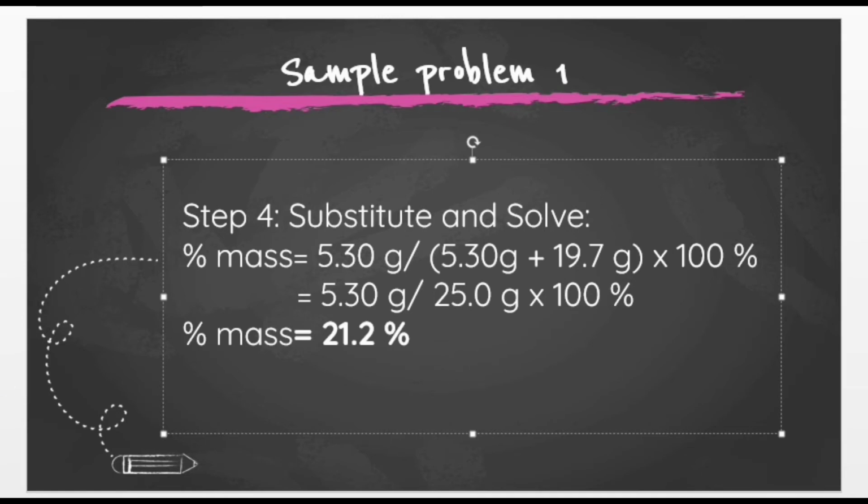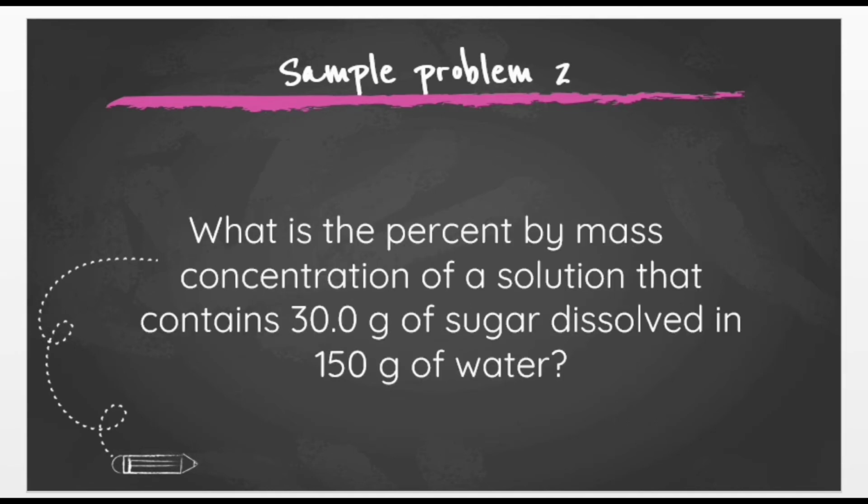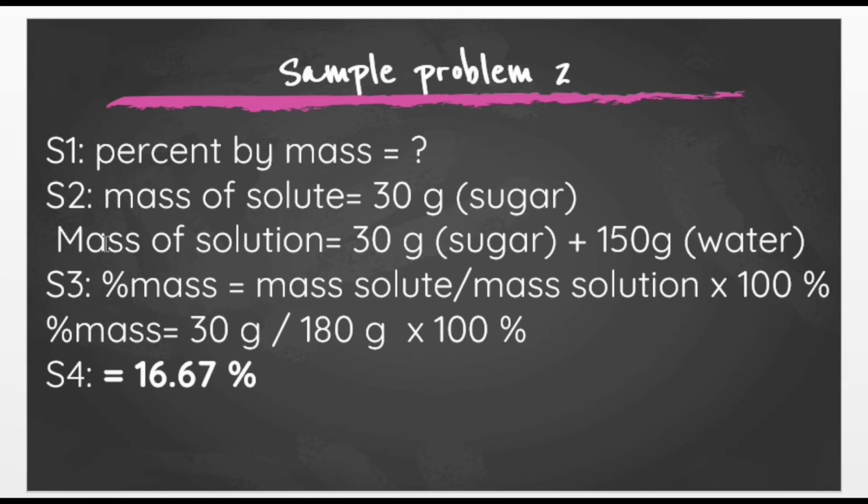So that's easy, right? So let's have another problem. Problem number 2. What is the percent by mass concentration of a solution that contains 30 gram of sugar dissolved in 150 gram of water? So unsa may gipangita sa problem? Again, it is percent by mass. Then the given are mass of solute, so 30 grams sugar, mass of solution, 30 grams sugar plus 150 gram water. So step 3, you write the formula.